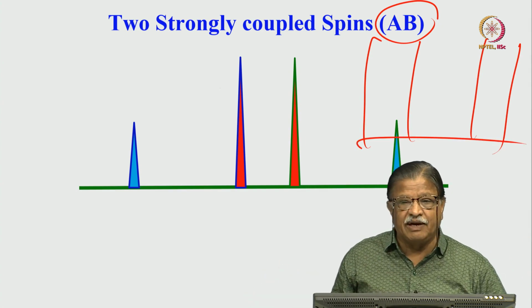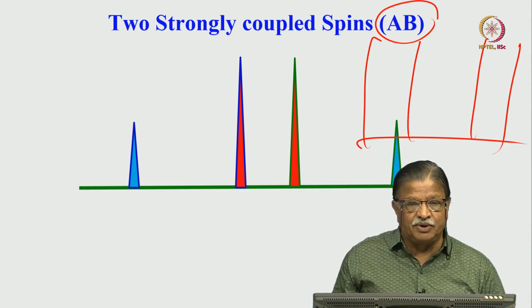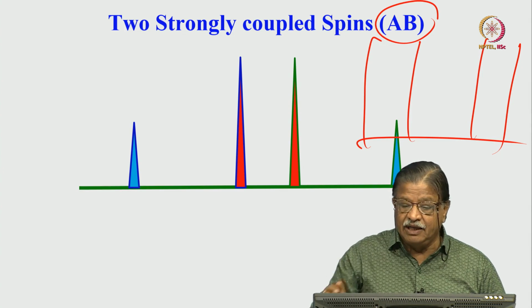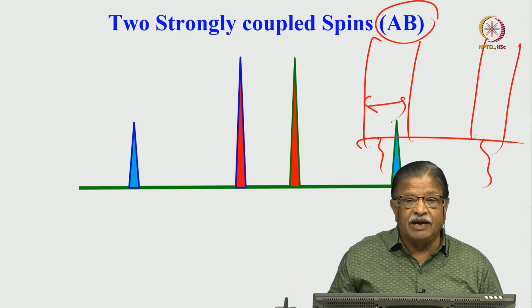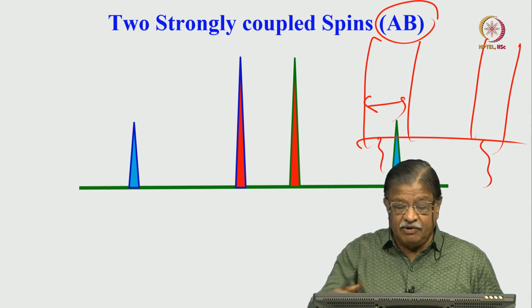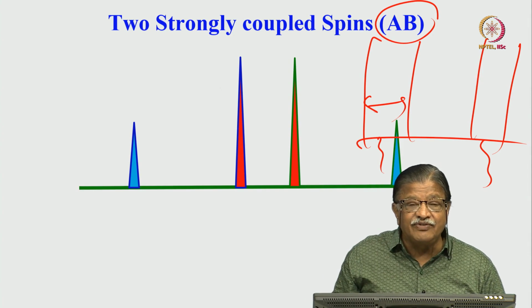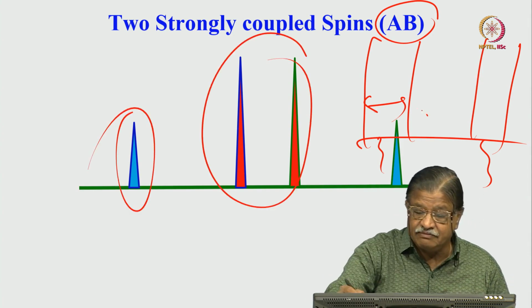I gave you an example of two protons A and X coupled. A couple of slides back I showed you a weakly coupled example. This is the chemical shift of A and this is the chemical shift of X, this is JAX, and I said it is a weakly coupled two spin case. But look at the strongly coupled. What is the difference you see? The central lines are more intense than the outer lines.